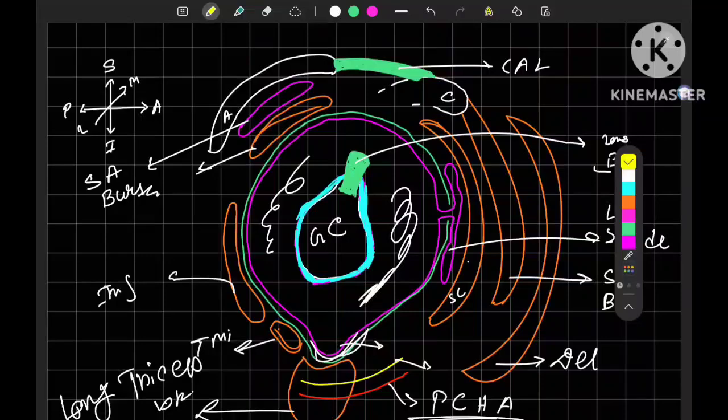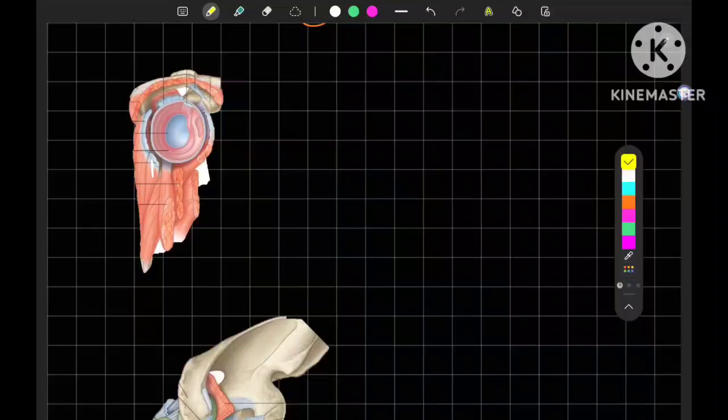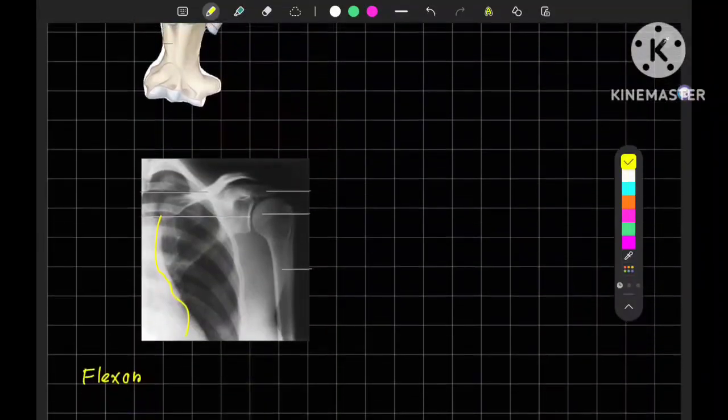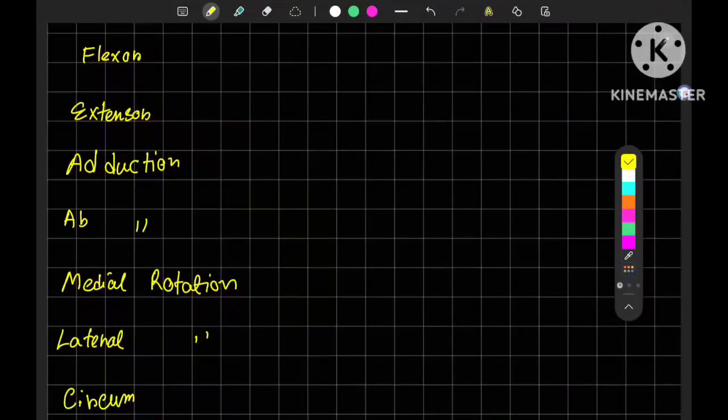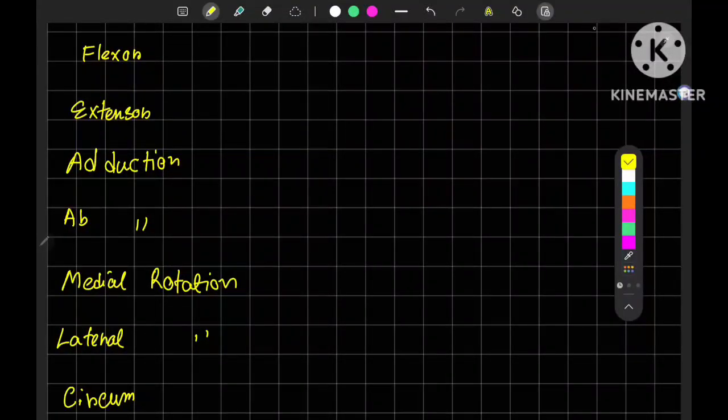The next thing we're going to talk about is the movements around the shoulder joint. This is some picture I already shown you, but then the movements. You know the movements: flexion, extension, abduction, adduction, medial rotation, lateral rotation, and circumduction. Two types of muscle are involved in these movements: main and accessory.